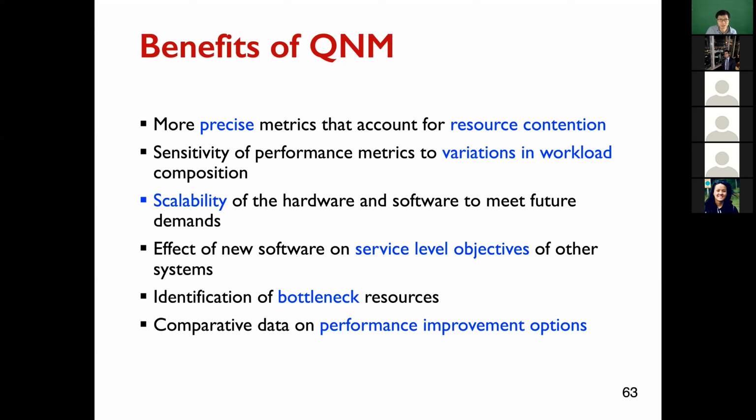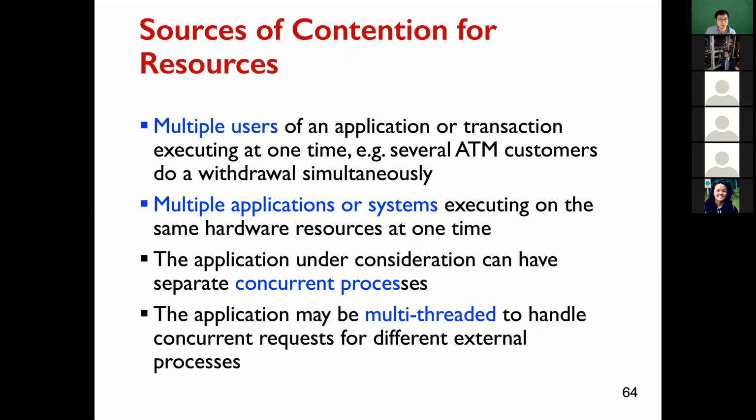So one main characteristic of queuing network models is that it considers resource contention. So what is resource contention? There are multiple sources of resource contention. The first one is multiple users using one application or one system at the same time. For example, when several ATM customers do a withdrawal simultaneously, each of them will access the database at the same time, but maybe the database can allow just one access at one time, right? So there is a resource contention. One needs to wait for another to finish in order to process. This is the first source of contention.